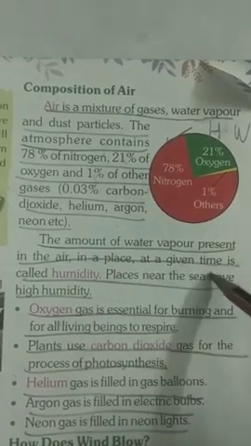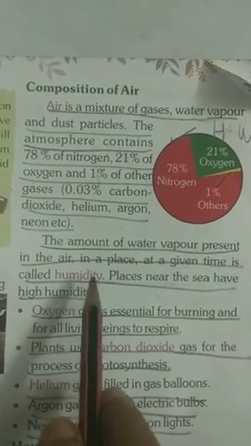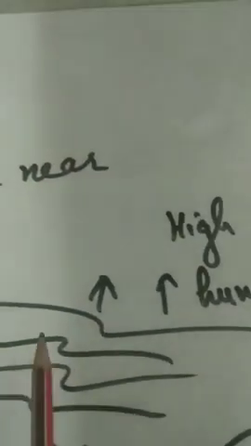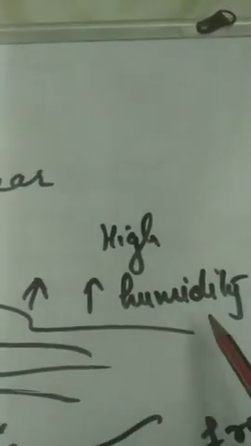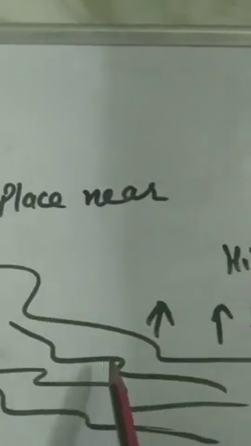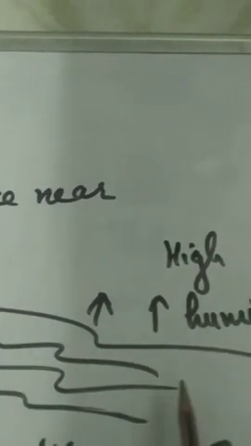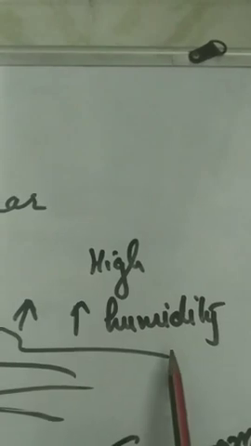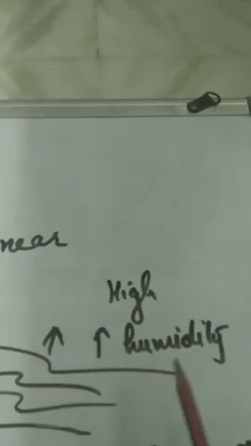The amount of water vapor present in air in a place at a given time is called humidity. Underline the definition of humidity. Places near the sea have high humidity. Because air has more water vapor due to evaporation of the sea water, that's why the places near the sea have high humidity.